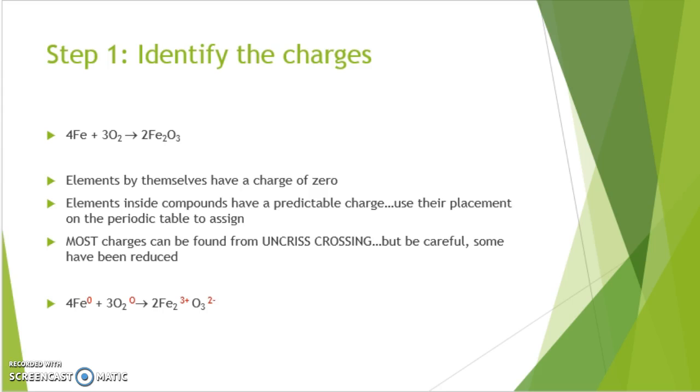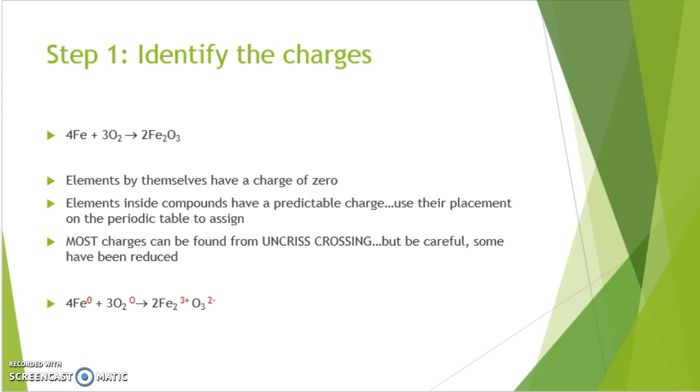We would uncrisscross a 1 charge to the oxygen, but oxygen is a -2, so that doesn't make sense. Always make sure that you identify that negative charge inside of your compound first, and make sure that it actually makes sense when you uncrisscross it. So here's what I did down below. If you notice up in the superscripts, I've actually assigned the charge of each element involved here.